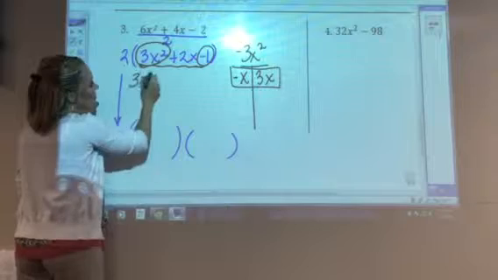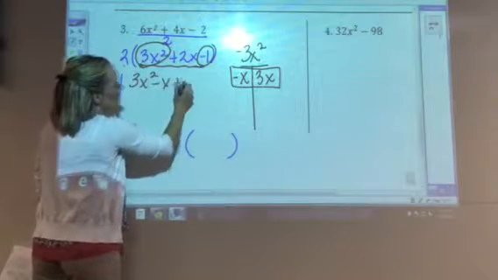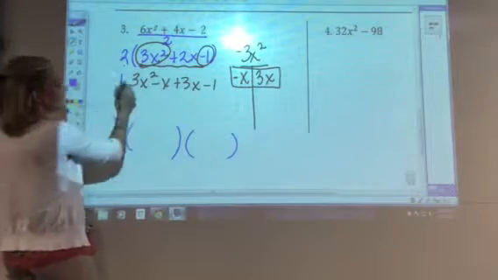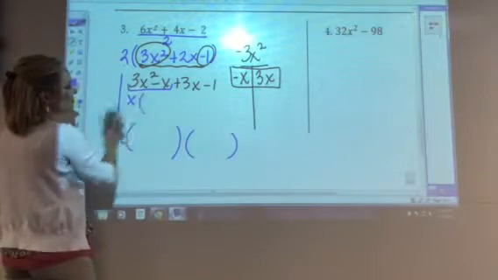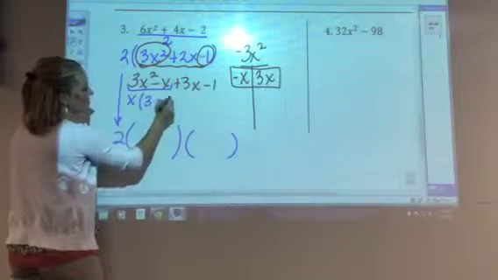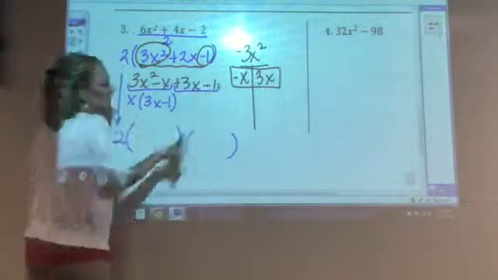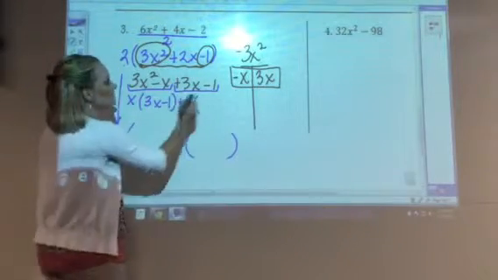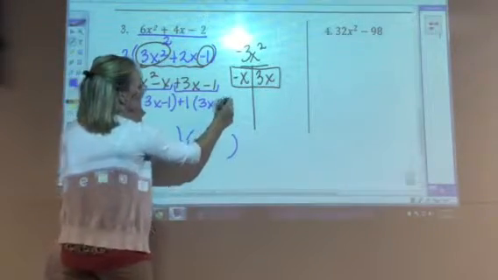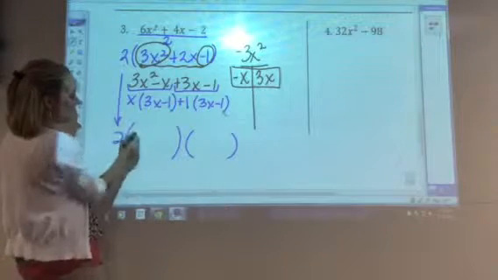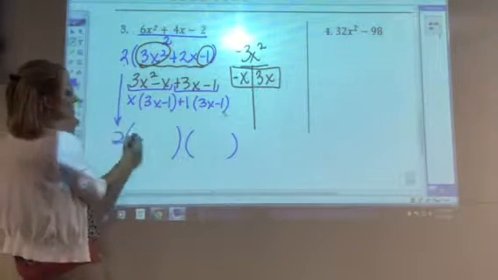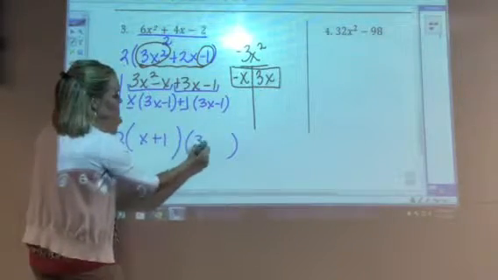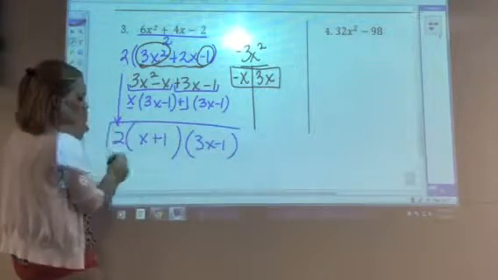I have 3x squared minus x plus 3x minus 1, and I factor out an x in the first one, and I'm left with 3x minus 1. Over here, I can't factor anything out other than a 1. You can always factor out a positive 1, and I'm left with 3x minus 1 again. So my answer is going to be 2 from the beginning times the outside, x plus 1, and then my parentheses is 3x minus 1, and I am done.